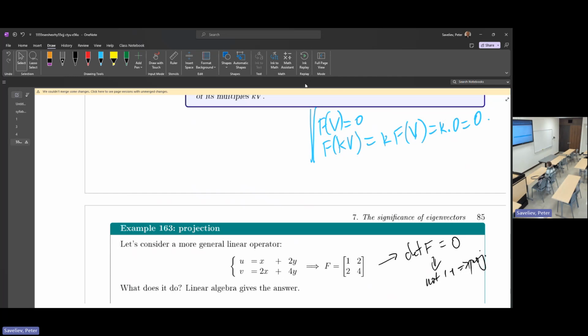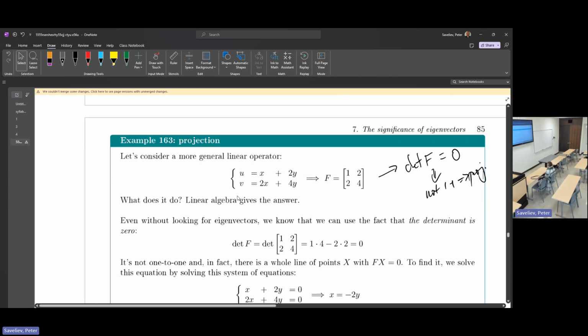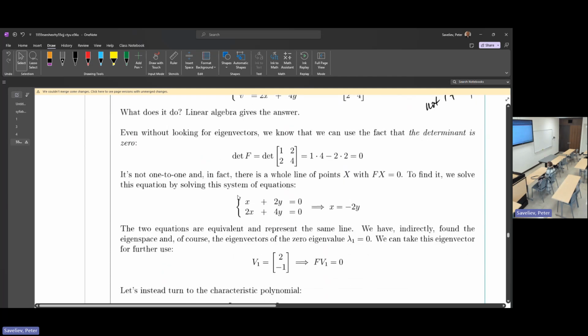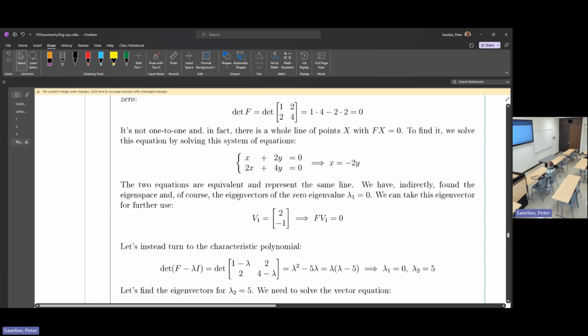But what is that direction? If we were to actually determine which way things go, we have to do more. That's why we have to find the eigenvector or eigenvectors for both of them. So once again, let's go through the computation.